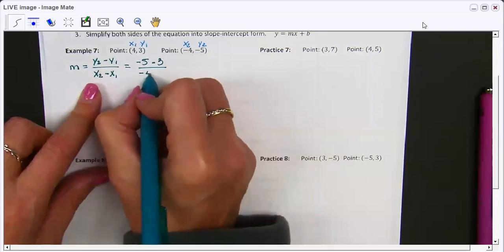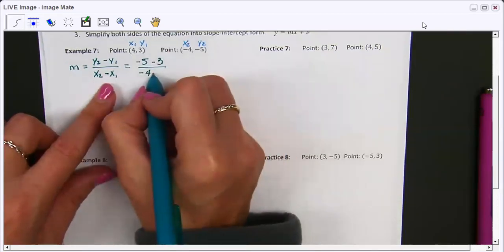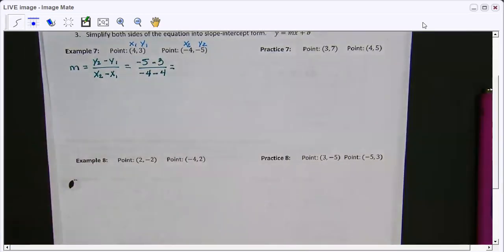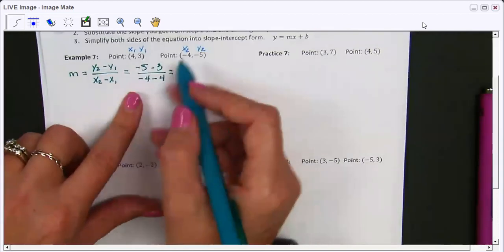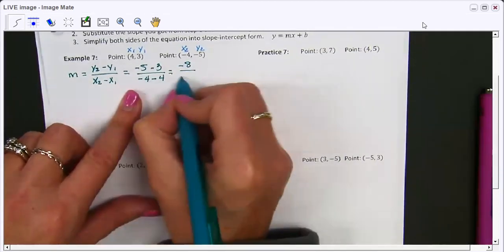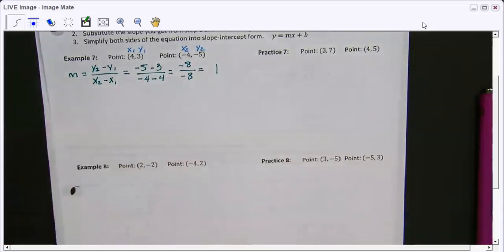x2 is -4, and x1 is +4, so it's -4 minus 4. So -5 minus 3 is -8. -4 minus 4 is -8. So we have a slope of 1.